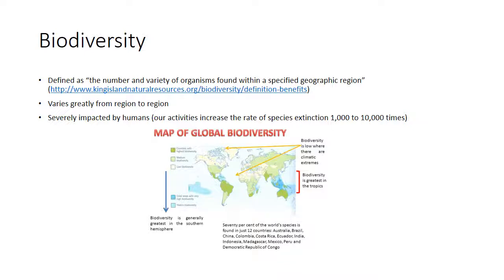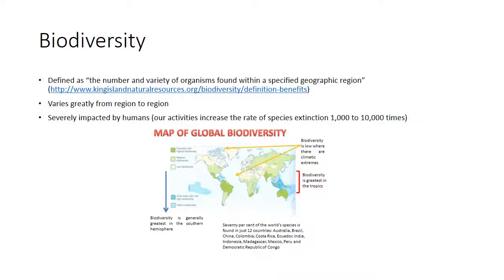Now, 70% of the world's species is found in just 12 countries: Australia, Brazil, China, Colombia, Costa Rica, Ecuador, India, Indonesia, Madagascar, Mexico, Peru, and Democratic Republic of Congo. 12 countries have about 70% of all known species. It tells you something.